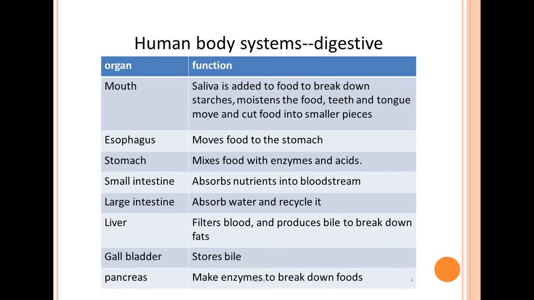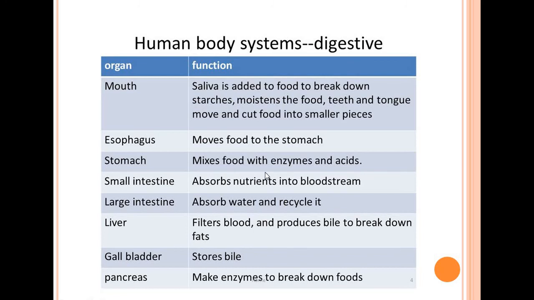Now in this slide you can see the human body systems, and it shows the different organs with their functions. So it can act as a summary of the lesson. Let's see the mouth. From the mouth, saliva is secreted from the salivary gland to break down starches and moisten the food. Teeth and tongue move and cut food into smaller pieces. Esophagus: it moves food to the stomach. Stomach: it mixes food with the enzymes and acids we have discussed. The different digestive juices, mucus and HCl are produced inside the stomach.